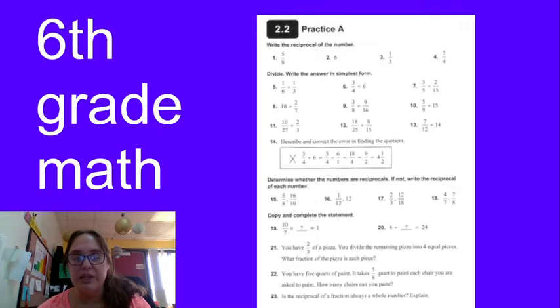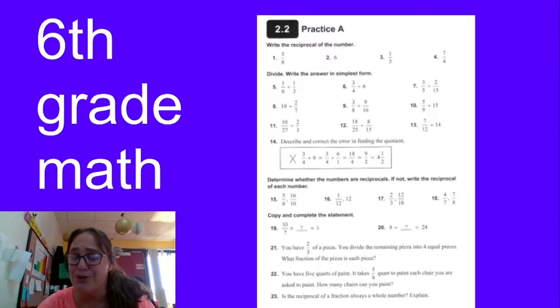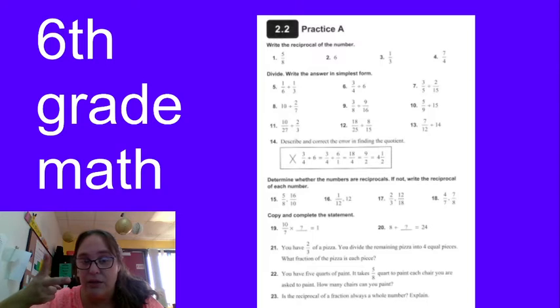Take a look at your worksheet there. Numbers 1, 2, 3, and 4 are just writing the reciprocal of the number. So remember, the reciprocal is you flip it. Number 2 is the only tricky one because 6 is not a fraction yet. So write 6 over 1 and then write the reciprocal. I am not going to help you with that.